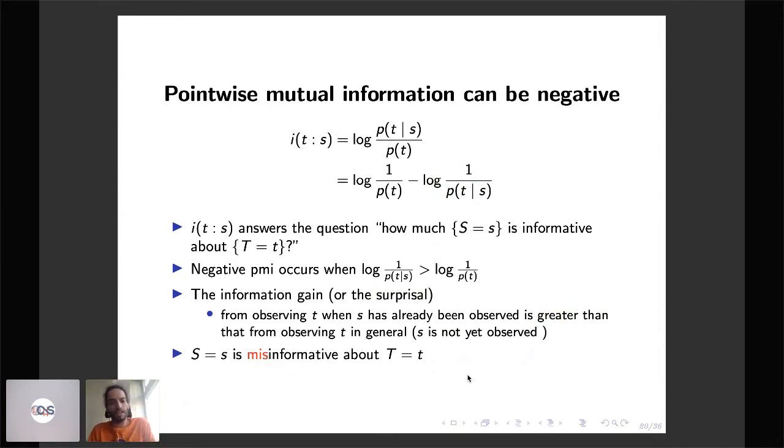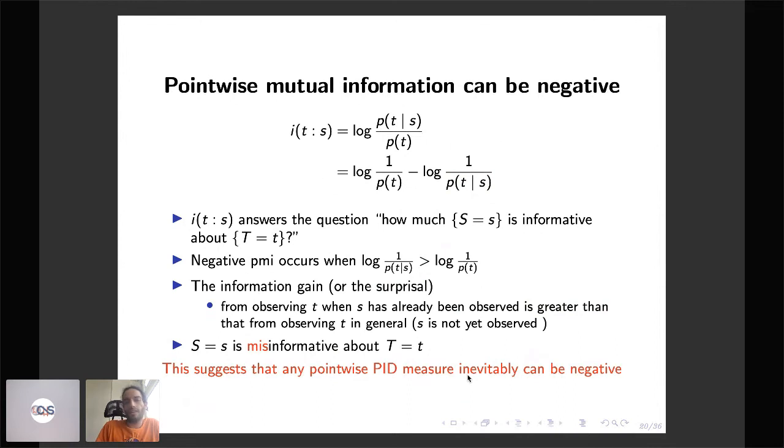has played a misinformative role for us about T, and this is how we can interpret negativity. After observing S, when T becomes less likely than T in general, it means that S has misled us, because S told us that T will not happen, but then T happened, and that got us very surprised. So S played a misinformative role in this case. This also suggests that the pointwise PID measure inevitably would be negative. We will see more about that later.